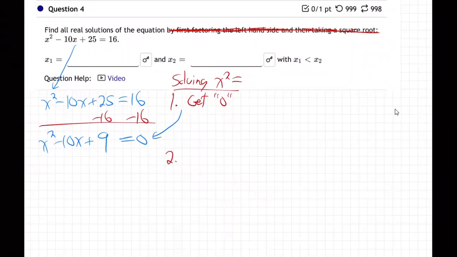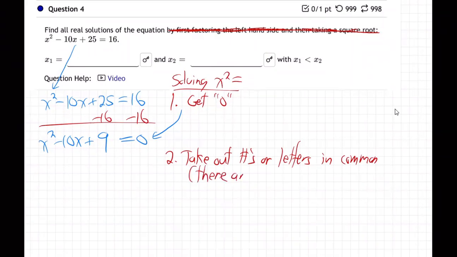Then step 2. What do we always do in step 2? Take out numbers or letters in common. And in this case, there are none, right? There's nothing on this one. X, they don't all have an X, do they? That 9 doesn't have an X. So I can't be putting an X in the front. That's not going to work. Everybody see what I'm saying there? They don't all have an X in common.